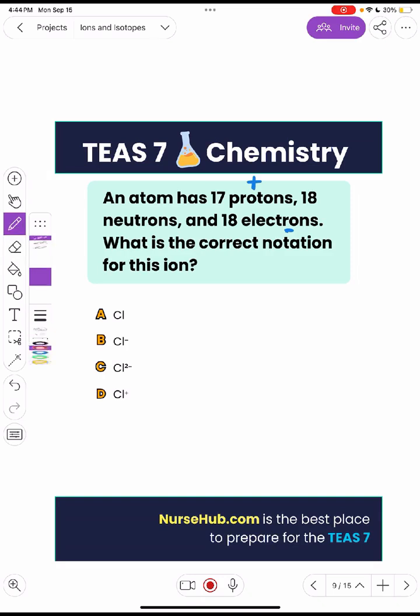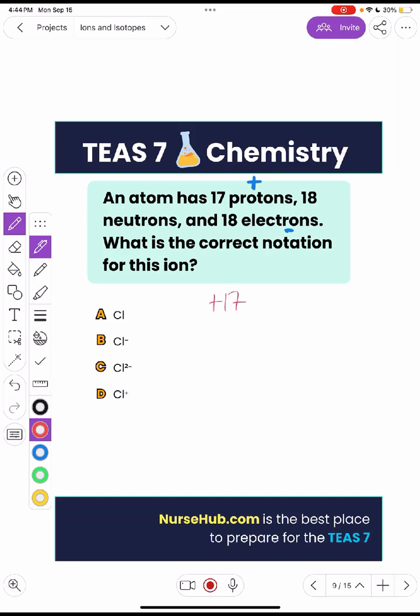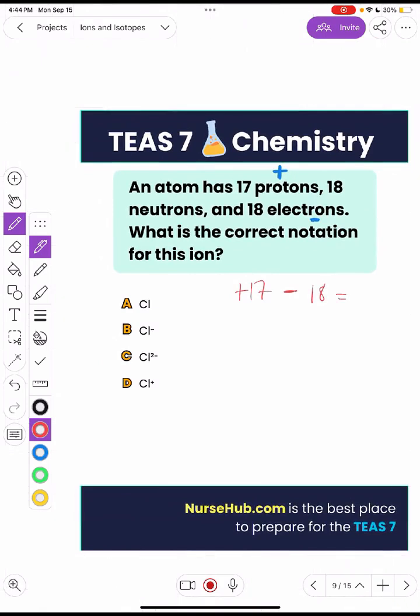All right, so let's think about this for a minute. 17 protons, 18 electrons. What you could do here is, like on the test, remember proton is positive, right? So that's positive 17. Electrons are negative, so that's going to be minus 18. Okay, quick math, that's negative 1, right? 17 minus 18 is negative 1.